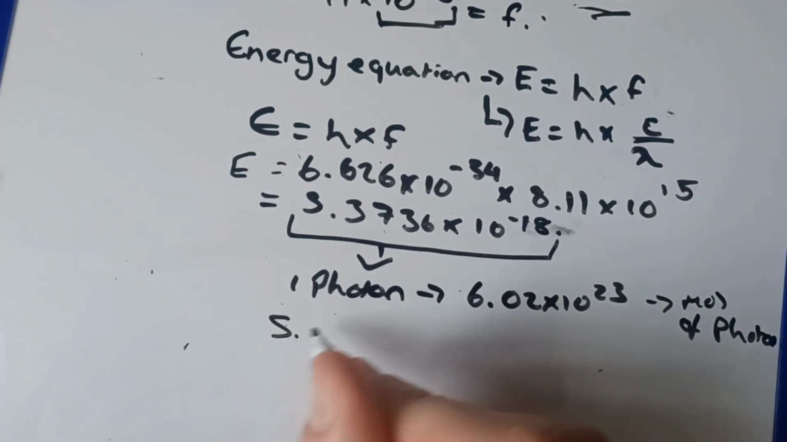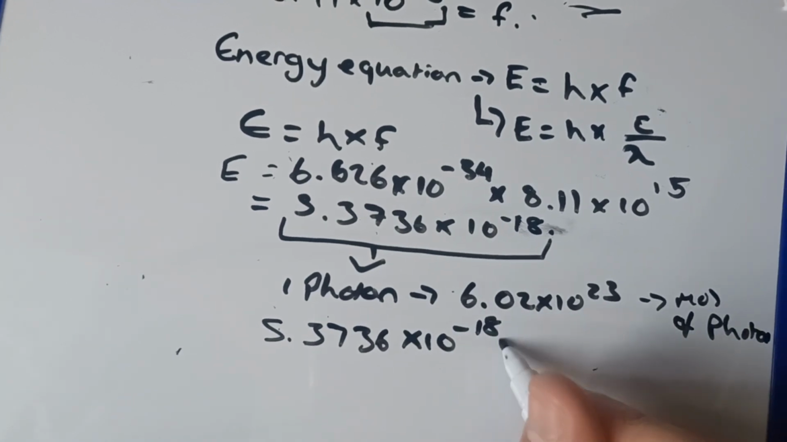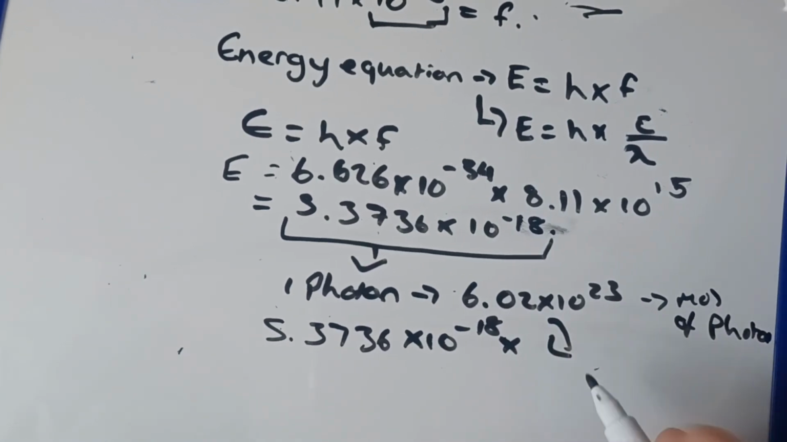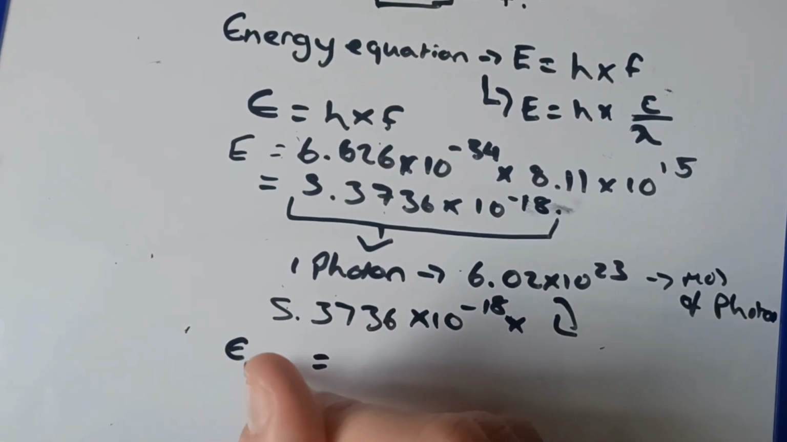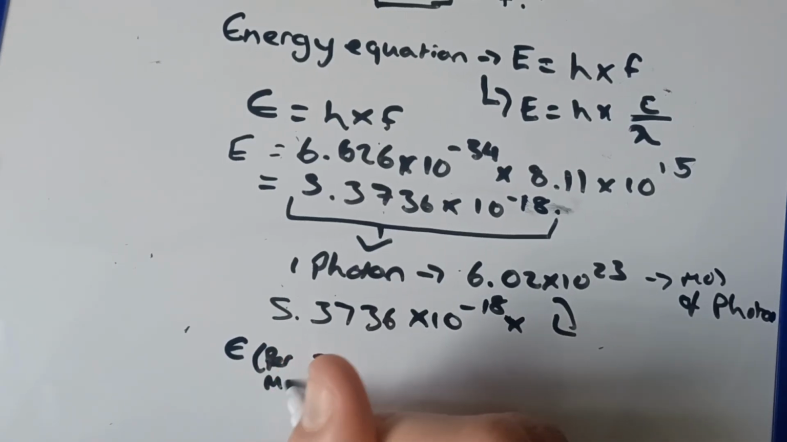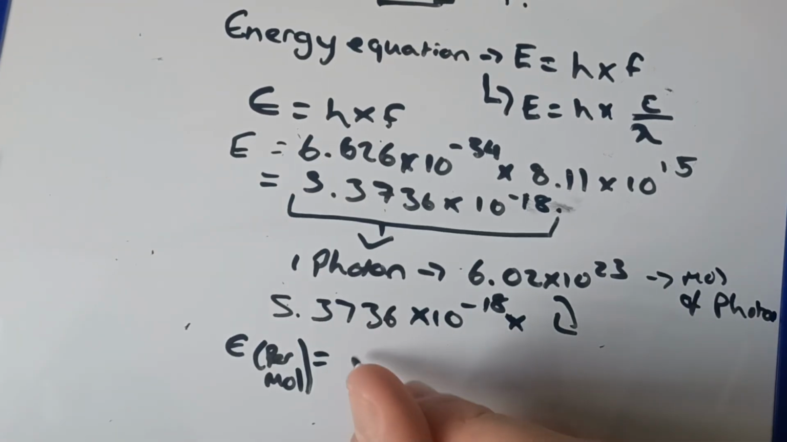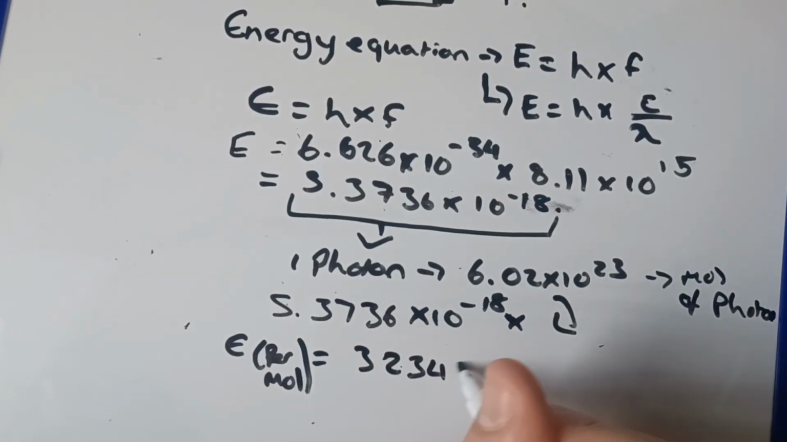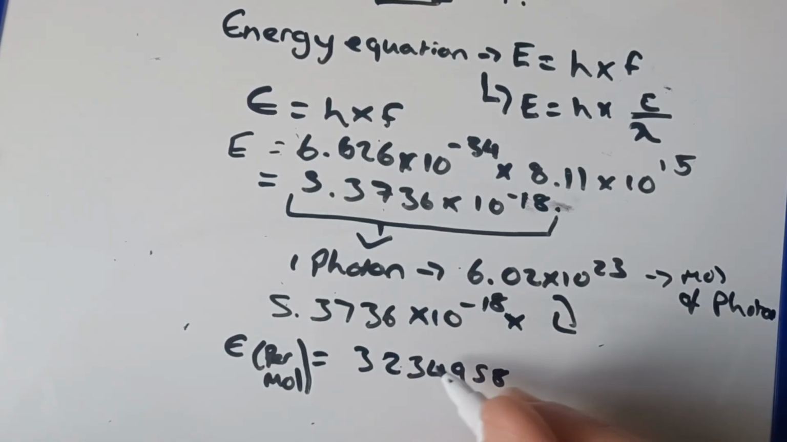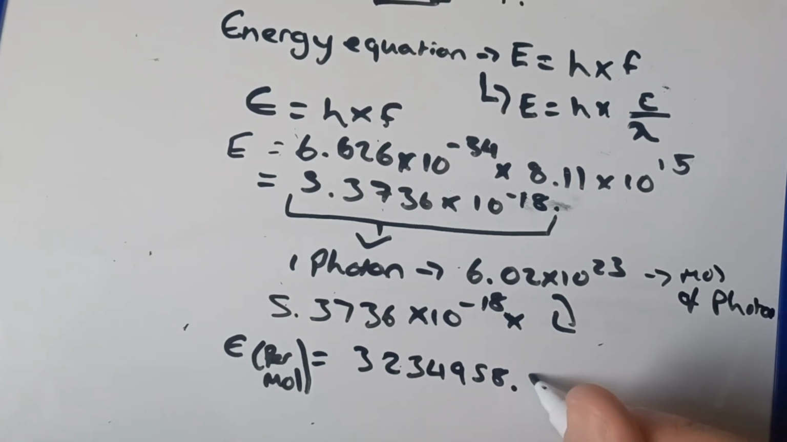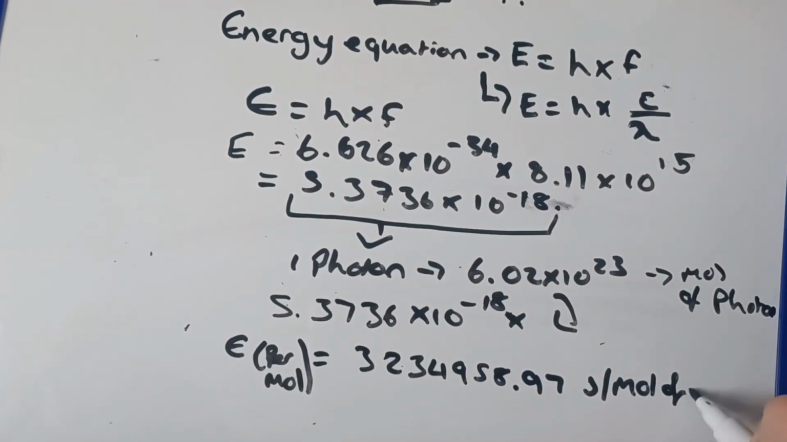So we will take 5.3736 times 10 to the minus 18. We will times that by Avogadro's constant, 6.02 times 10 to the 23, to get the energy per mole. And that should give us 3,234,958.97 joules of energy per mole of photons.